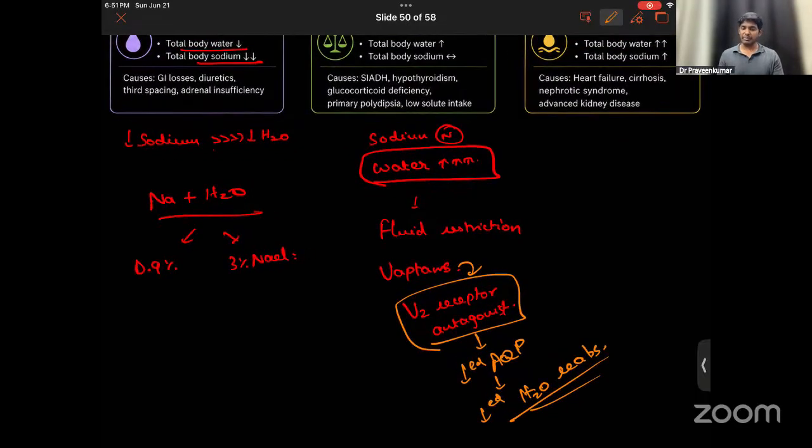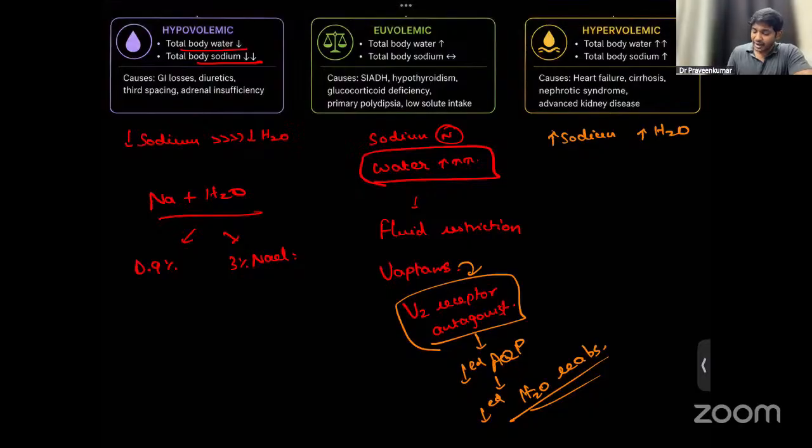Next one is hypervolemia. Here, what is the problem? There is increased sodium. There is increased water, which is high. Increased sodium is high, right? Increased water is higher. Water retention is much more than sodium retention. So what should you give? You have to eliminate water and you have to eliminate sodium. Both have to be eliminated. Okay, what is the drug of choice? Diuretics, exactly. And especially the diuretic of choice is going to be loop diuretics.